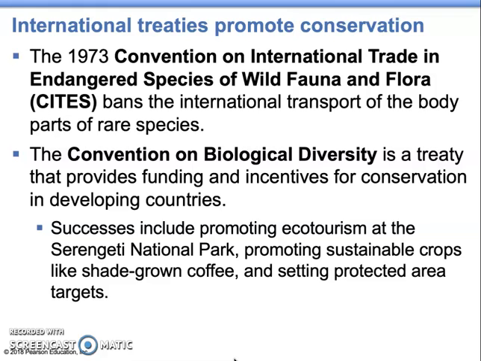Another important legislation is the Convention on Biological Diversity. This is a treaty that provides funding and incentives for conservation in countries around the world.